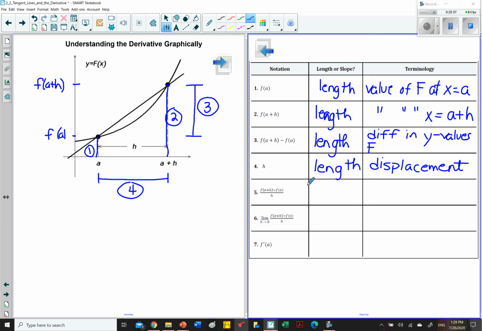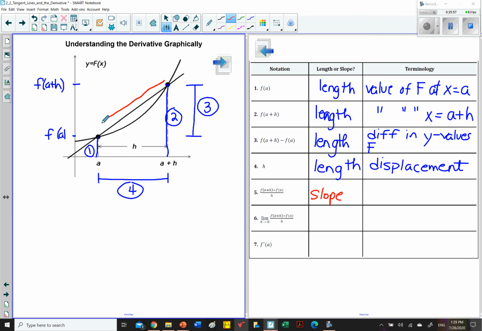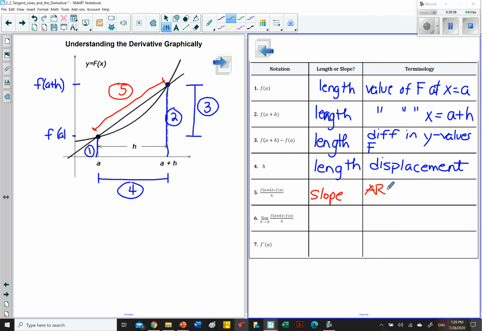Okay, here's a ratio. So f of A plus H minus f of A divided by H sounds like a slope, and they've asked us to do those in red. And this would be the secant line. So that would be that segment right there. This would be from here to here. This would be number 5, the secant line. This is the average rate of change of the function on that interval from A to A plus H. It's called the secant line.